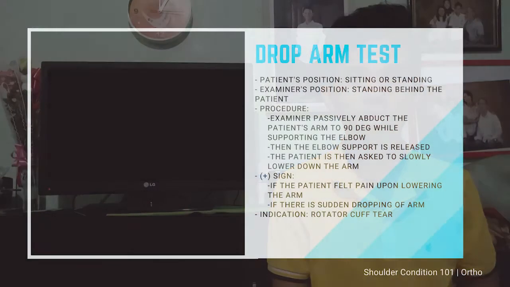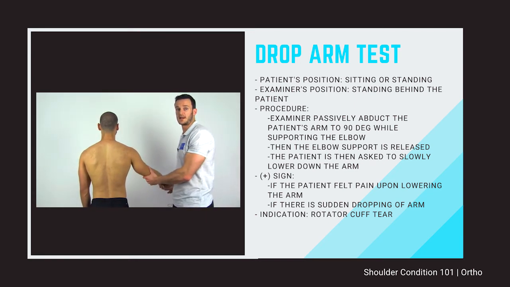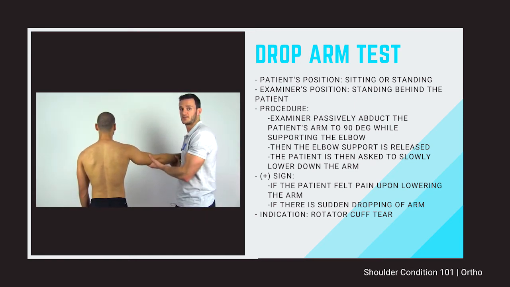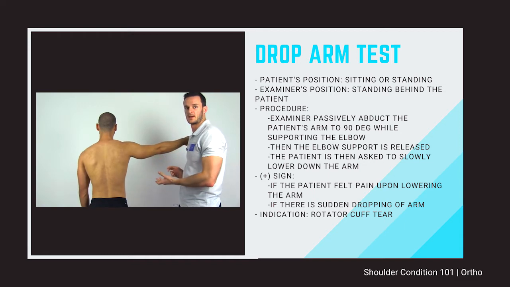So here I will be giving you 3 special tests that may rule out other conditions and that may say whether your condition is rotator cuff tendinitis or rotator cuff tear. First is the drop arm sign, which is a test used to assess for rotator cuff tear, where the patient is in sitting or standing position while the examiner stands behind the patient and passively abducts the patient's arm to 90 degrees, supporting the elbow.